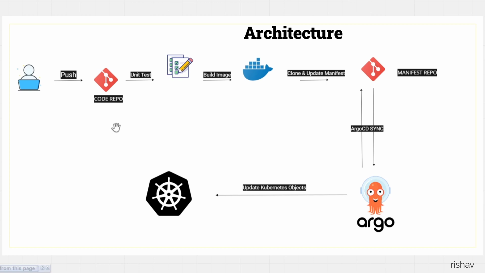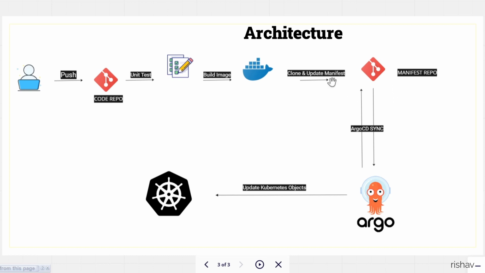ArgoCD will be looking into the manifest repo, so this will basically trigger ArgoCD functionality. Now, as ArgoCD follows the GitOps pattern of push and pull, we need to maintain another repository. This repository will contain all the manifest files.